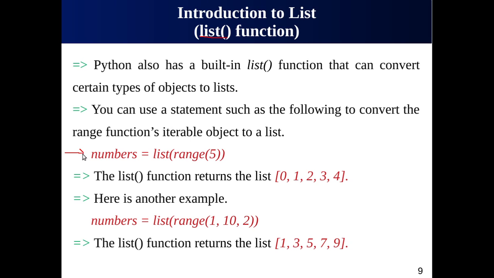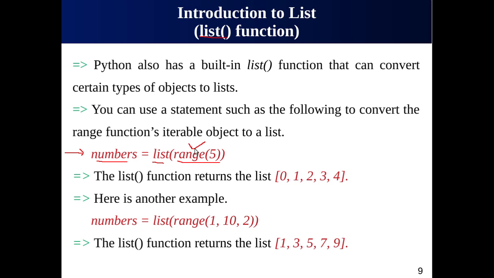We have a variable, numbers, and here is the function list, which actually contains the range of values started from 0 to 4. 5 means starting from 0, then 1, then 2, then 3, and then 4. When this statement executes, the following things will happen. The range function, which is mentioned here, and you are familiar with the range function. We studied it in the for loop, if you remember. We used it actually inside the for loop.